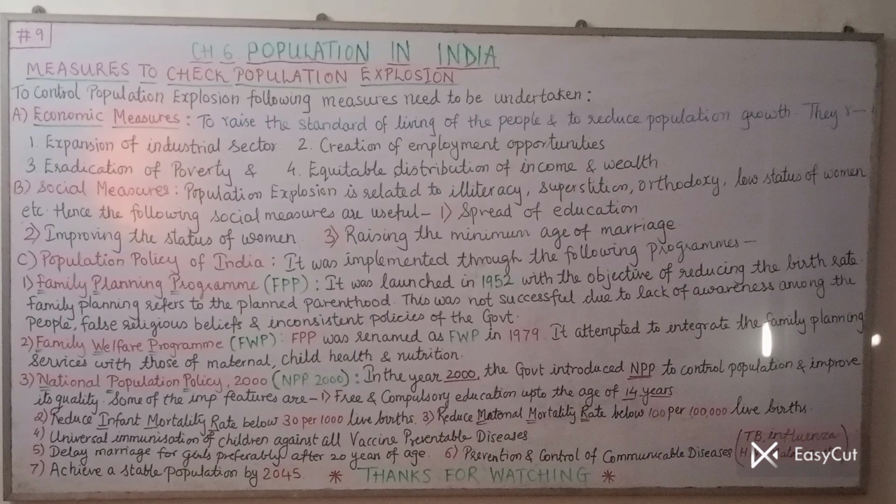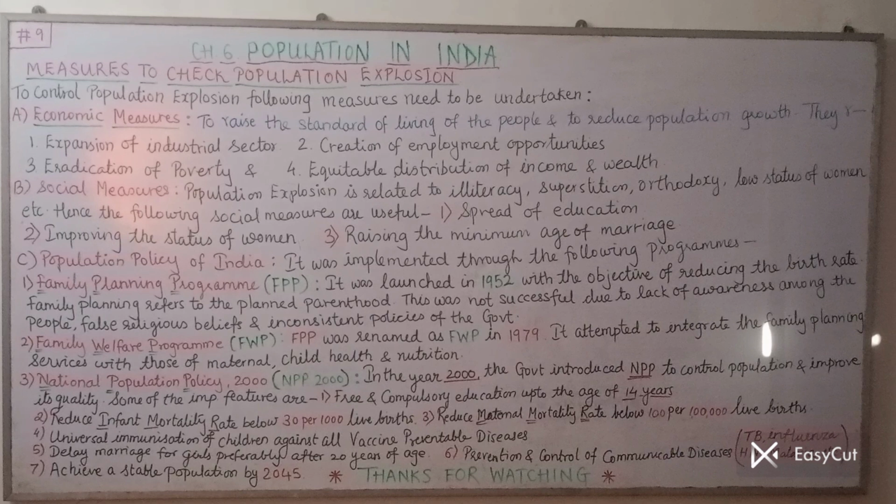First one, Family Planning Program, FPP. This program was launched in 1952 with the objective of reducing the birth rate, of course. Family planning means what? Family planning means planned parenthood. It means people should become parents, a couple should become parents by choice and not by chance. They should choose the parenthood. They should decide when to give birth to the children.